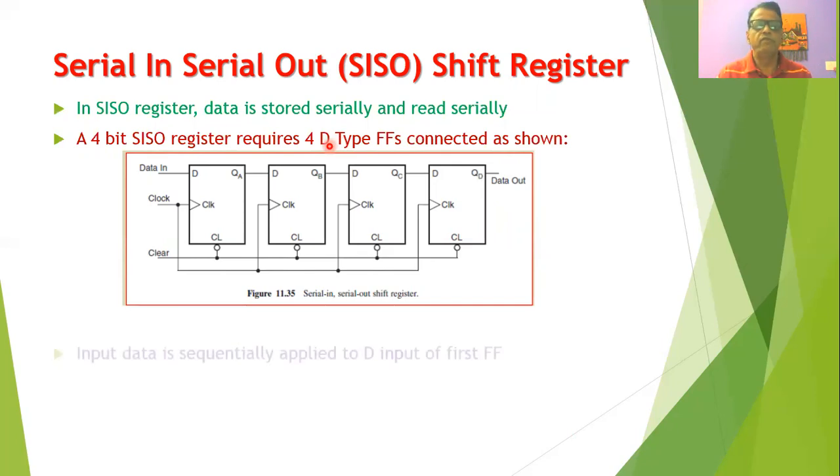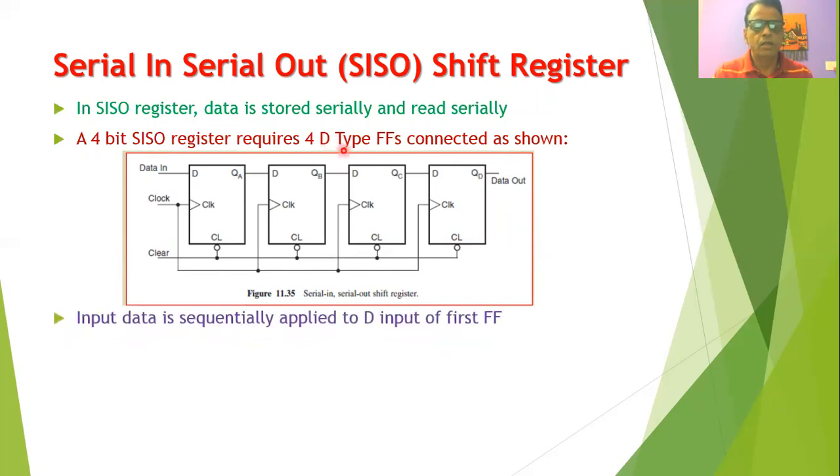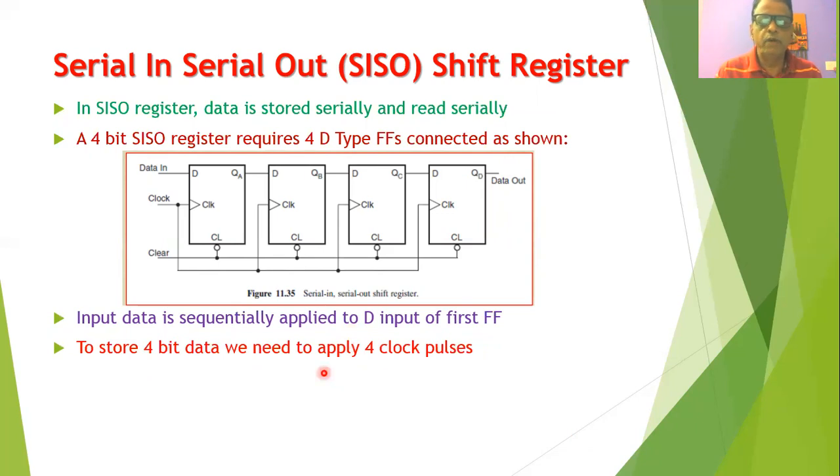Therefore, whenever we want to construct a 4-bit serial in, serial out shift register, we require 4 D-type flip-flops. As shown in this diagram, the input data is applied sequentially to the D input of the first flip-flop. To store the 4-bit data, it is necessary that we apply 4 clock pulses. Initially all the flip-flops are clear, and then the input data is applied sequentially at the data input, 1 bit at a time, and then we require 1 clock pulse in order to store the data.